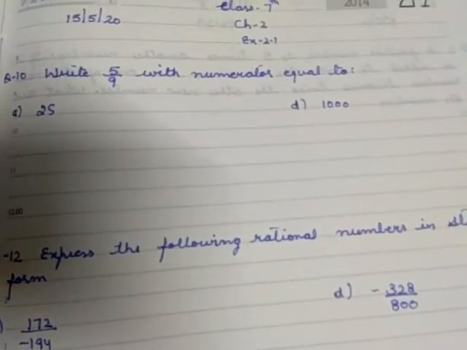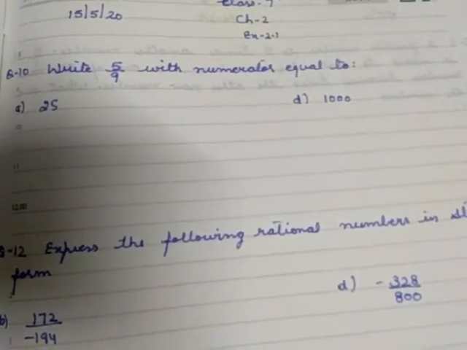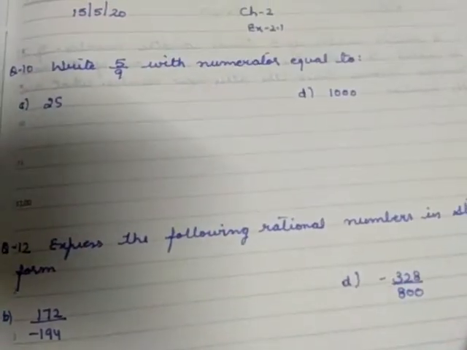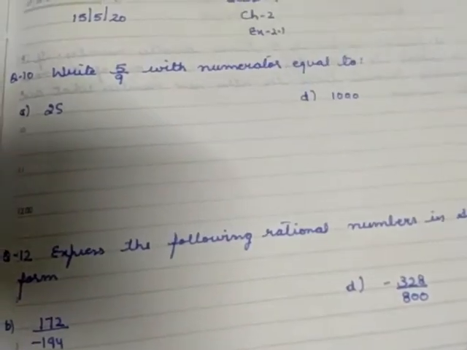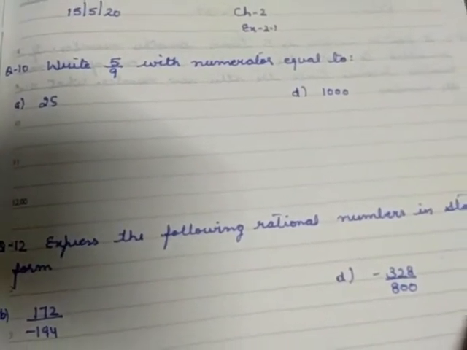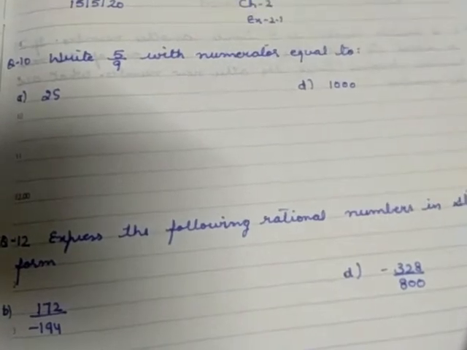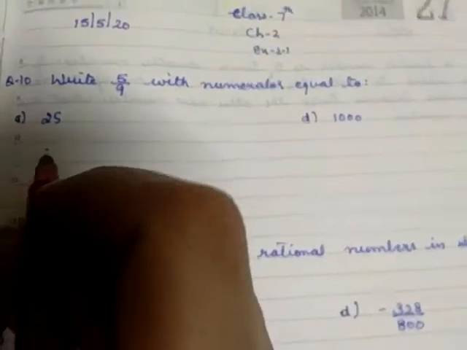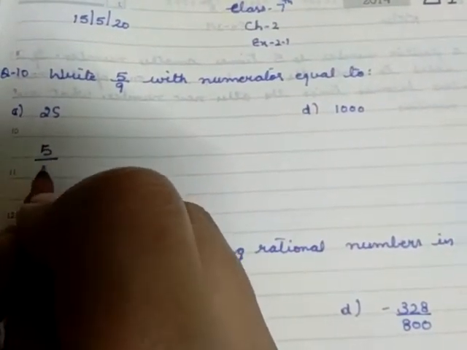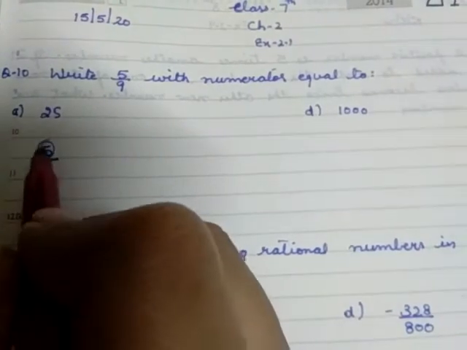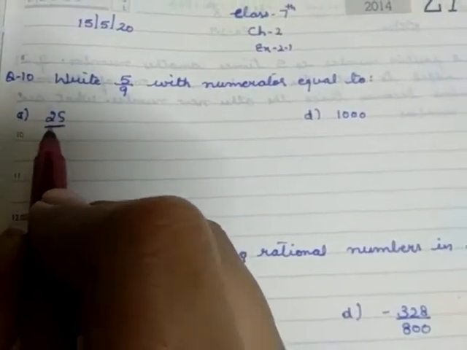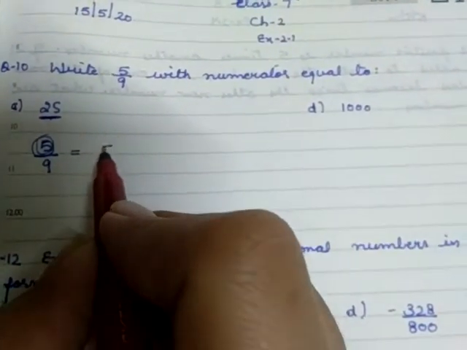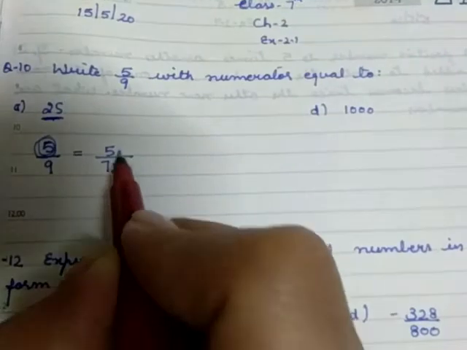In your last class I taught you how to equalize your denominator with the given number, but here I will teach you how to change the numerator of the given fraction according to the given number. Here the A part is 25. So your fraction is 5 upon 9. So convert the numerator according to the given number. The given number is 25. So convert the given fraction.